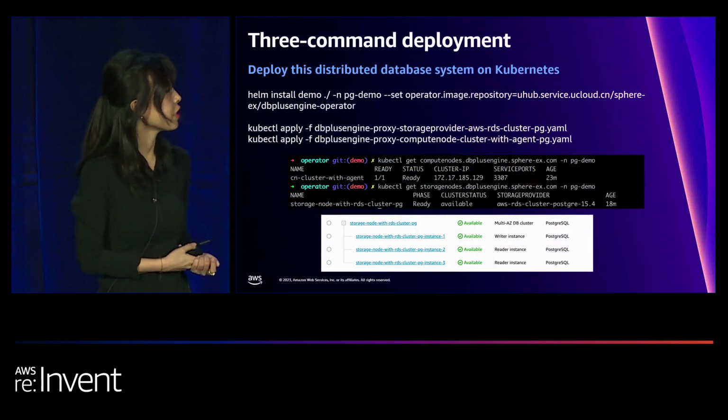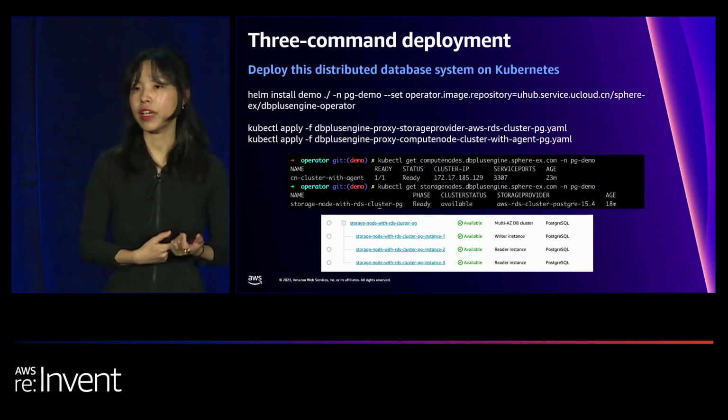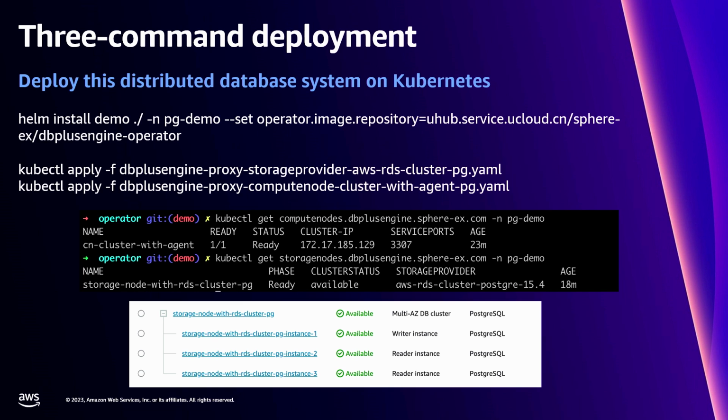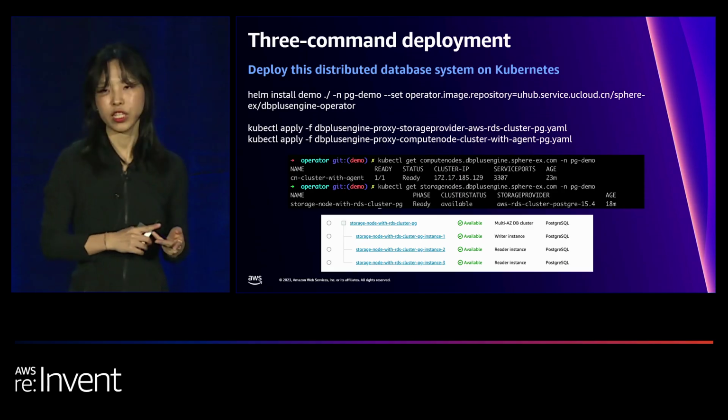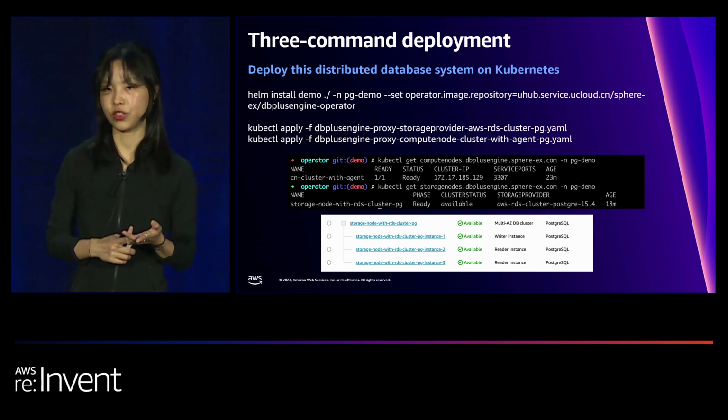The next part is about how to deploy it. Here I gave this example where I used the Aurora database as the storage nodes, and I used 3 commands with the Helm charts to deploy the whole cluster. Here, the computing nodes are the ShardingSphere proxy, and the storage nodes are our Aurora database cluster.